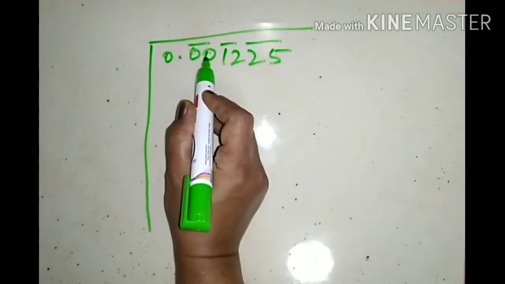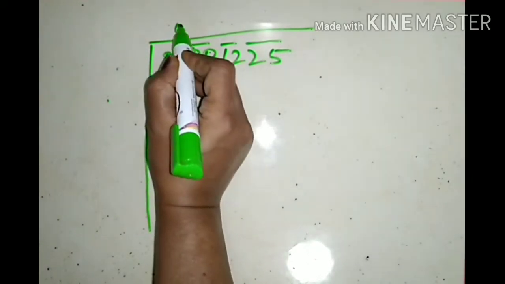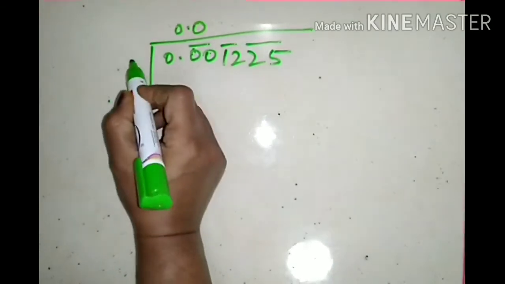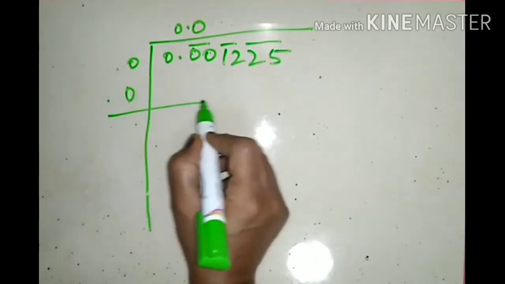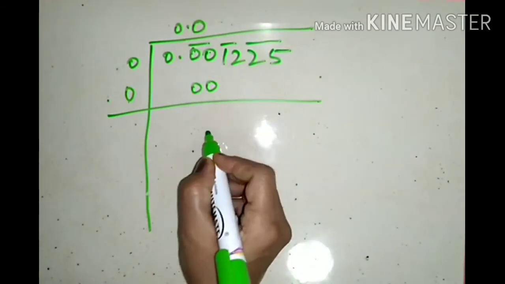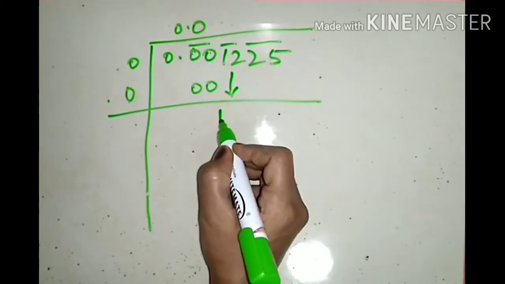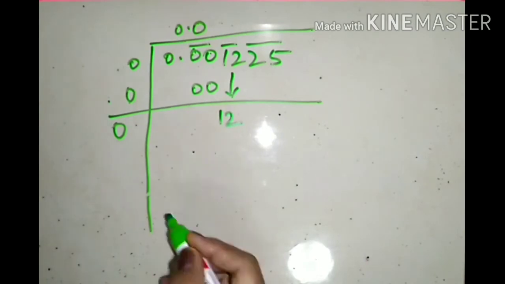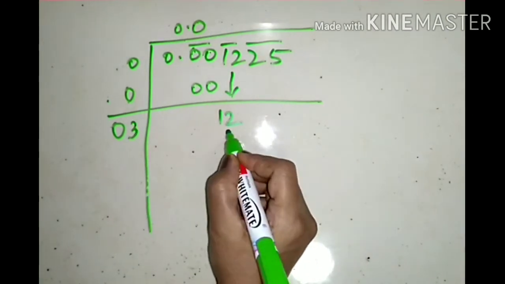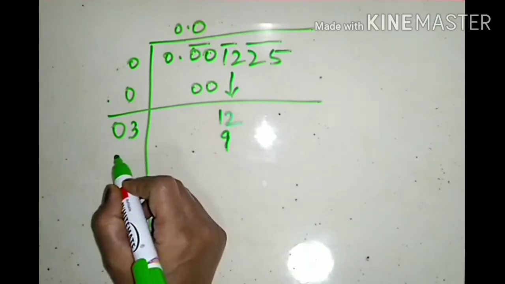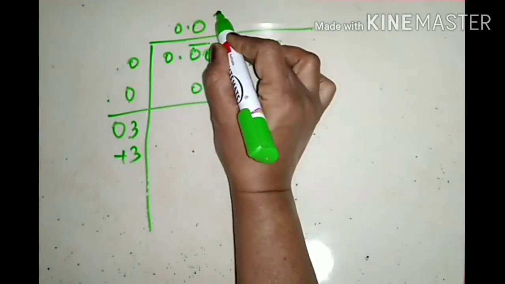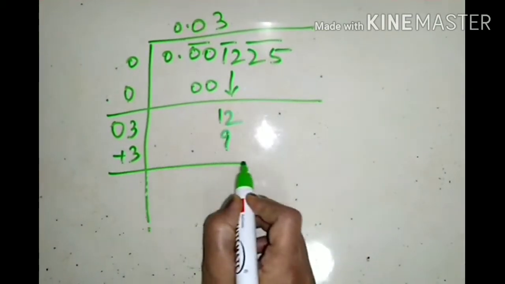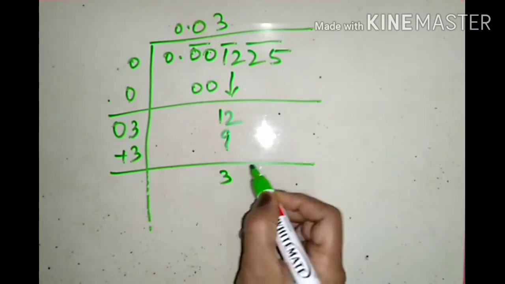Now there are 2 zeros here. So we will have 0.0, 0, 0. We'll write 2 zeros here. We'll bring down this 12. We have 0 here. Now we will use 3. 3 3s are 9. 3 3s are 9 plus 3. We'll write 3 here also. Subtract this. We have 3.